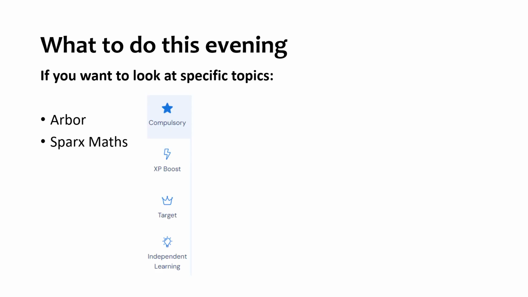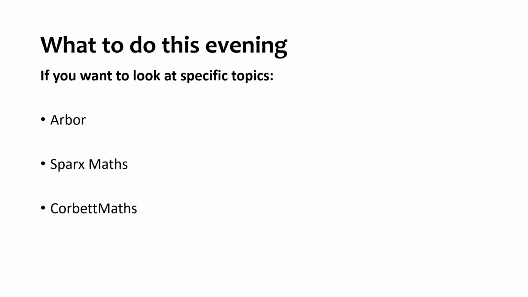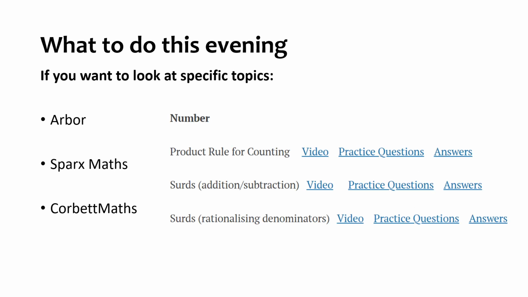You've also got Sparks Maths. If you go to Independent Learning, just check that you are on the AQA Level 2 Further Maths curriculum, and then you can search for some topics. Corbett Maths does have a Further Maths section, so you'll need to go to More and then select Further Maths, and then you'll get a list of topics that you can then answer the questions on, watch a video if you need to, and you've got answers.